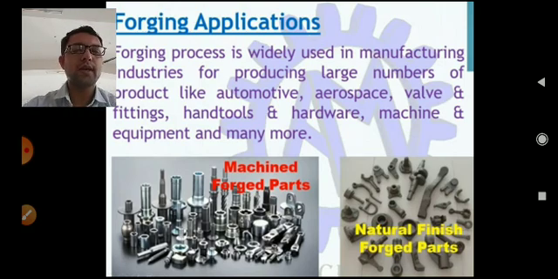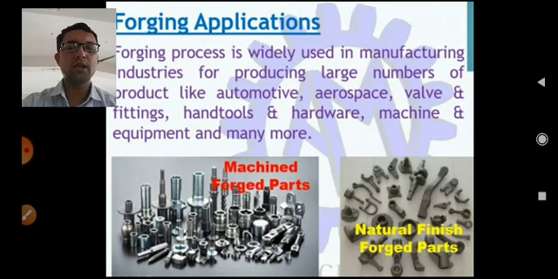Like automotive parts and aerospace parts, for example the connecting rod of an automotive part is manufactured with the help of the forging process. Just make the shape of the die of the connecting rod and apply force from above with the help of a punch and tool, and we will get the forged part.